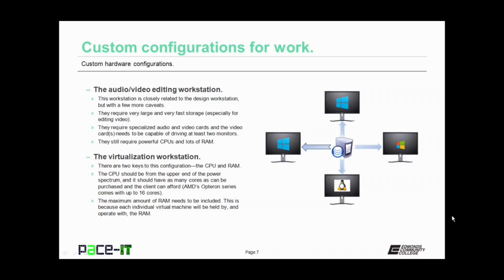The virtualization workstation, well, there are 2 keys here to this configuration, the CPU and the RAM. The CPU should come from the upper end of the power spectrum, and it should have as many cores as can be purchased and the client can afford. By the way, AMD's Opteron series of processors comes with up to 16 cores. Now, the maximum amount of RAM, random access memory, needs to be included. This is because each individual virtual machine will be held by and operate within the RAM. So it's all shared between the virtual machines, so you need a lot of it.